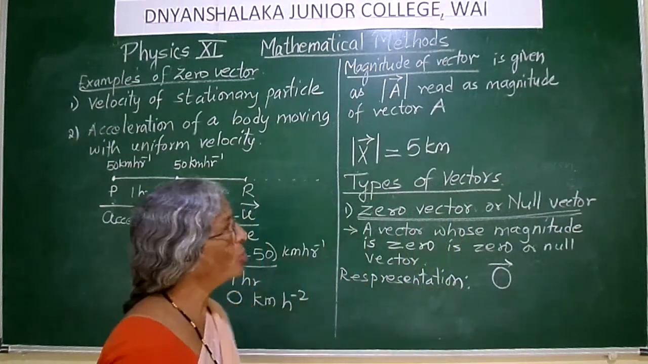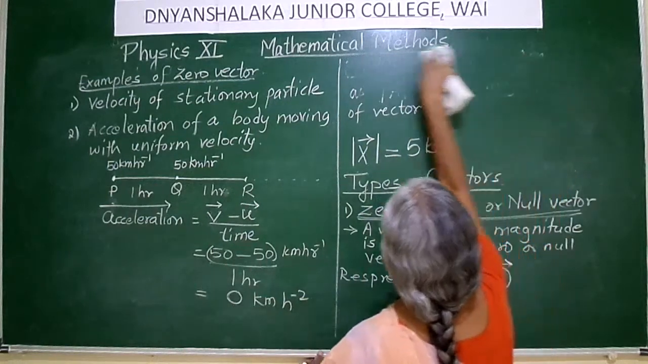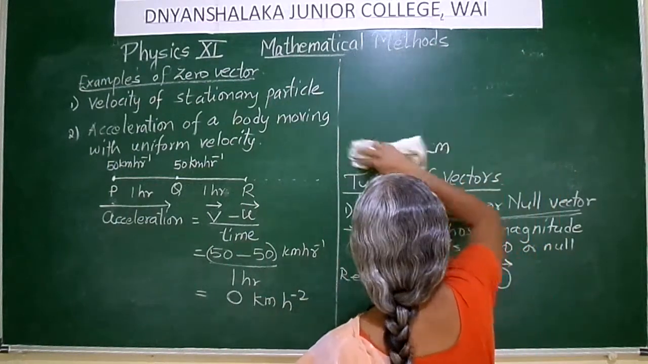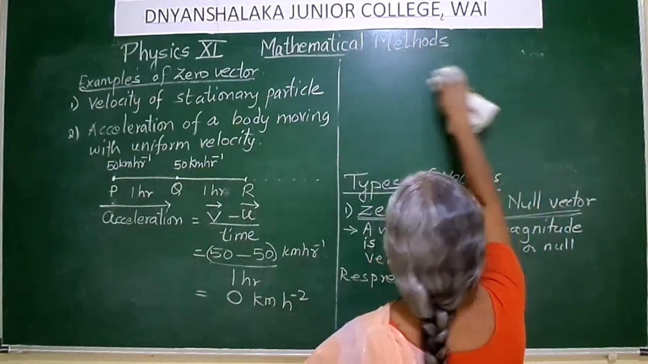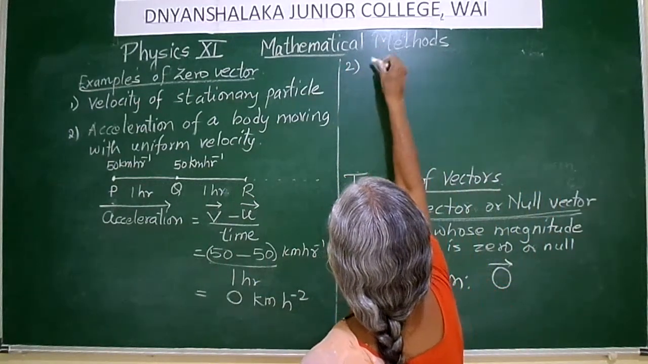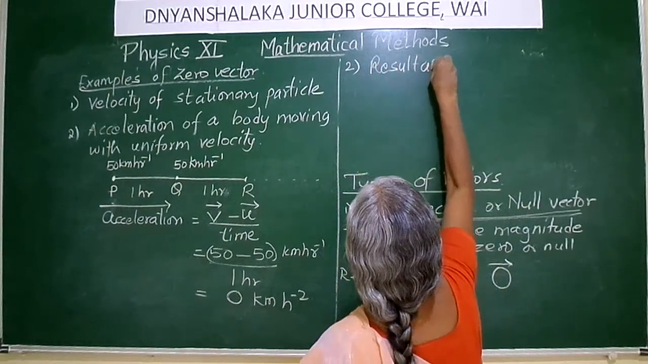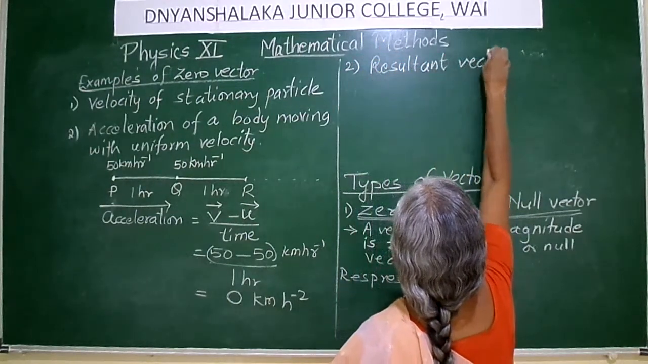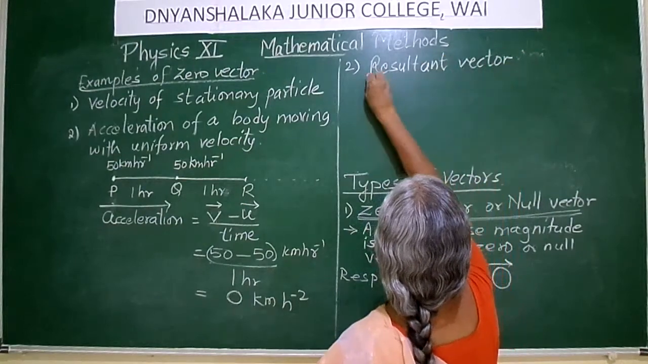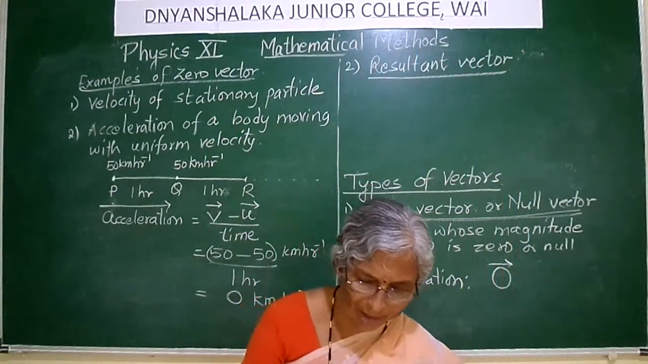Now let us go to the next type of vector. And that next type of vector is the resultant vector. What are we going to study now? The resultant vector. Okay, let us understand what we mean by resultant vector.